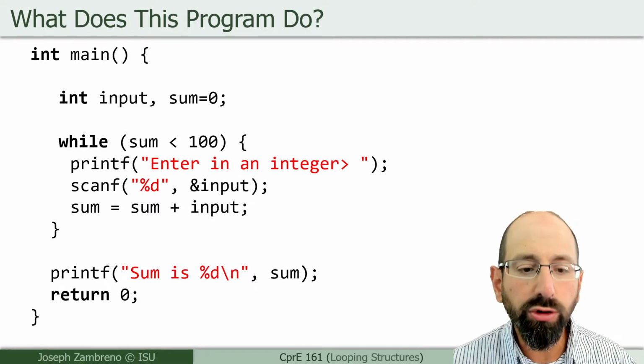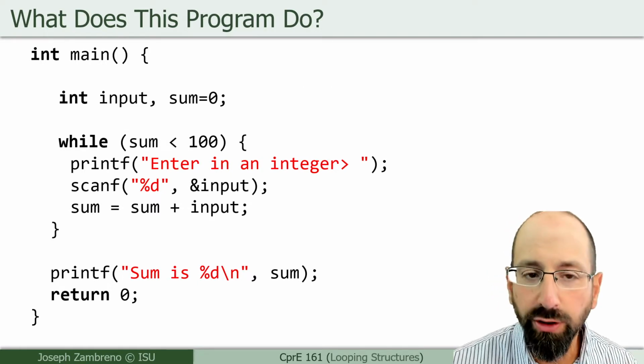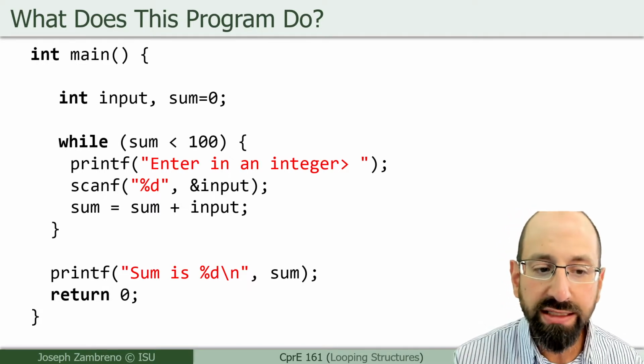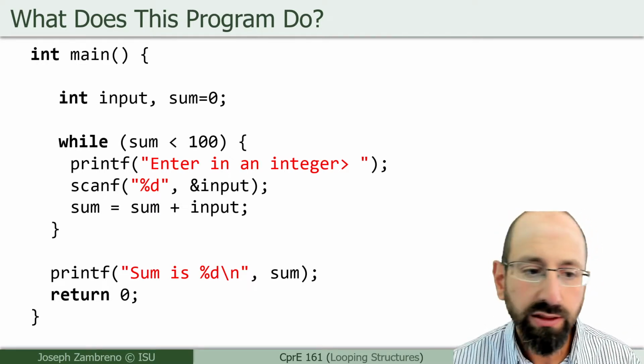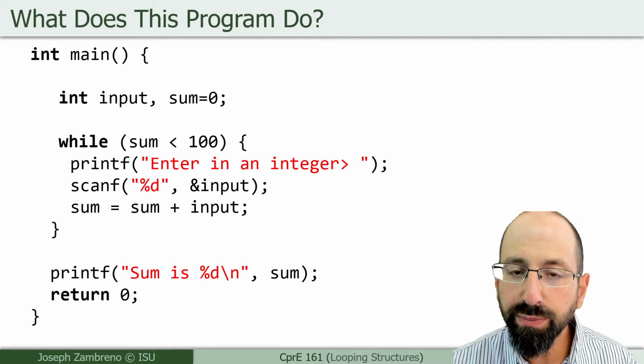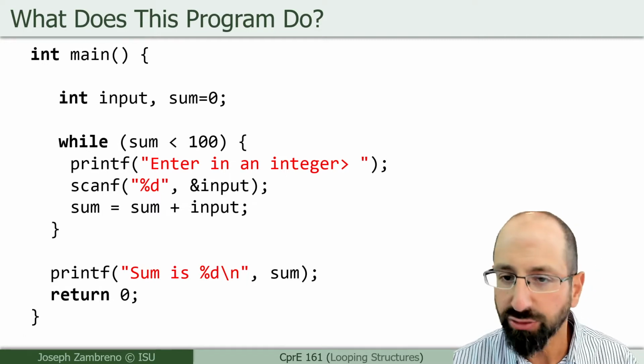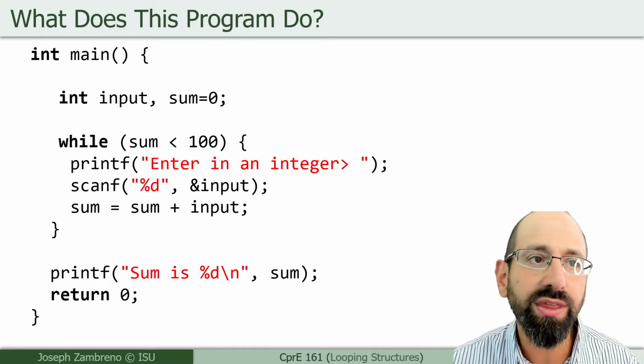So what does this program do? We can walk through the code. Of course, it's code. We have the advantage of being able to directly run it, but let's walk through it first. We have a variable input, and another one, sum, that is initialized to 0. That strongly implies we're storing some summation of something here.